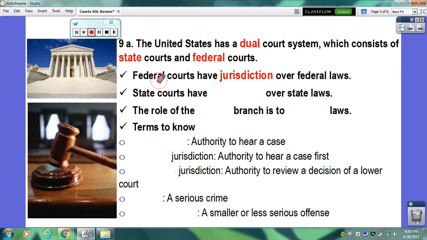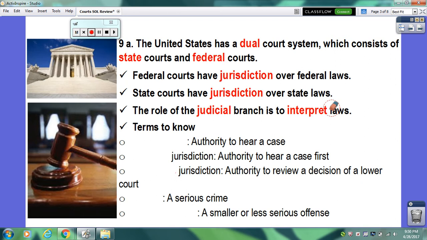So the next court system is the state courts, and state courts have jurisdiction over state laws. They don't have any jurisdiction over any kind of federal laws, although laws that exist in a state may be existing on a federal level because of the whole concept of federalism and how the states have to adhere to the United States Constitution. So the main role of the judicial branch is to interpret laws.